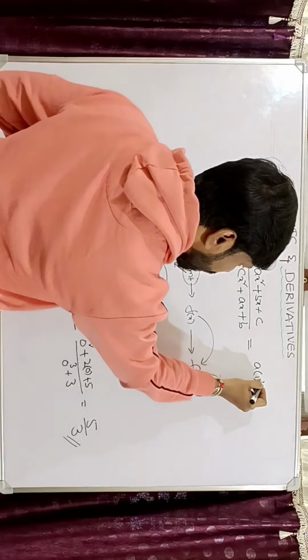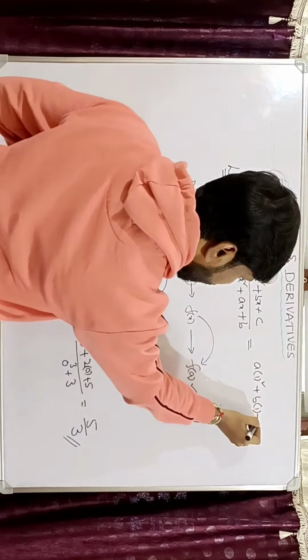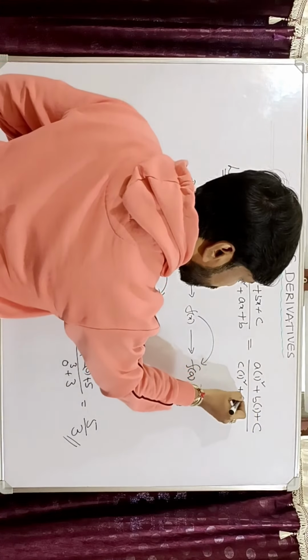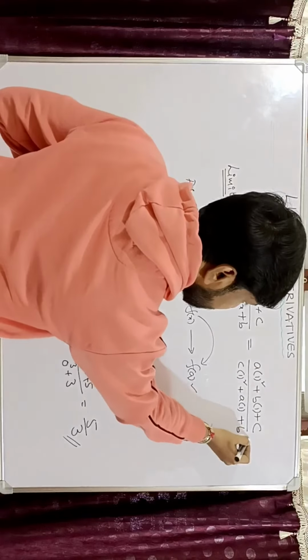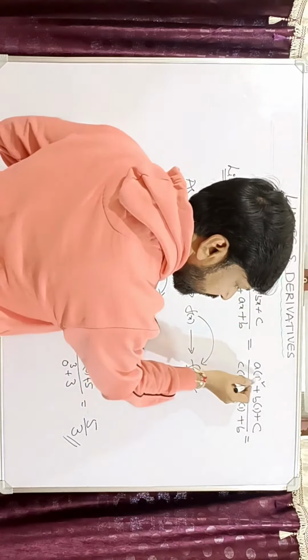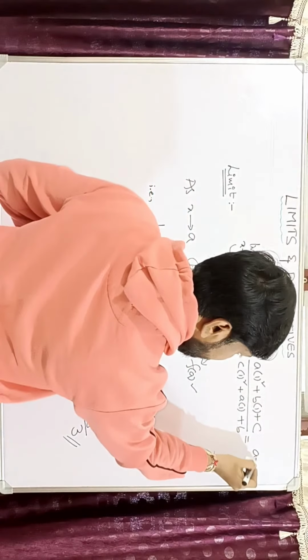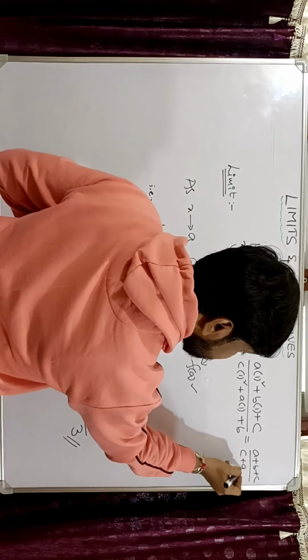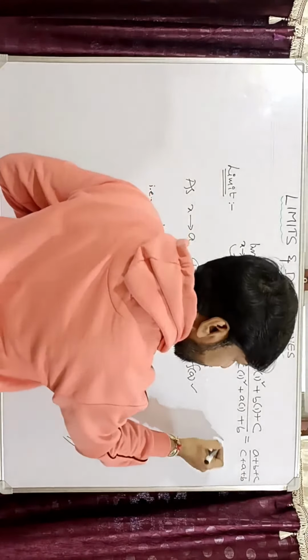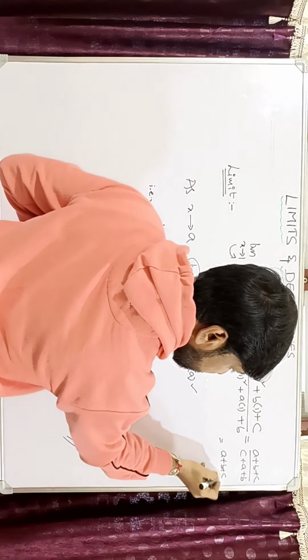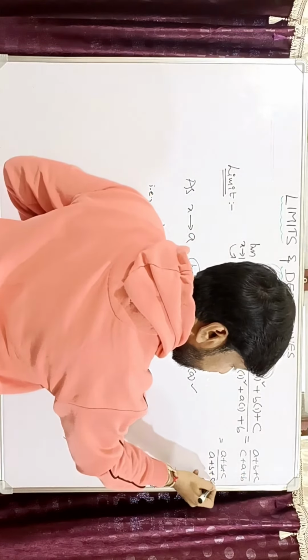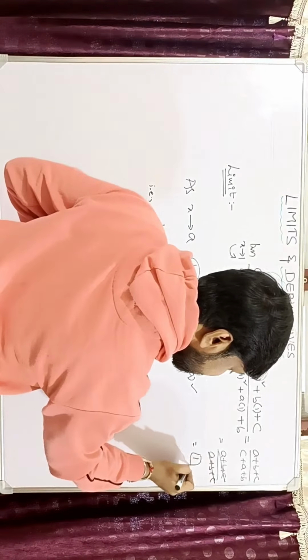A into 1 square plus b into 1 plus c, whole by c into 1 square plus a into 1 plus b. This is nothing but, if you see very clearly, 1 square is 1, so 1 into a plus b plus c by, in the same way, the denominator also, c plus a plus b. If you observe carefully, the numerator is a plus b plus c, and the denominator also you are getting a plus b plus c. Then both will cancel, and you are getting the answer as 1.